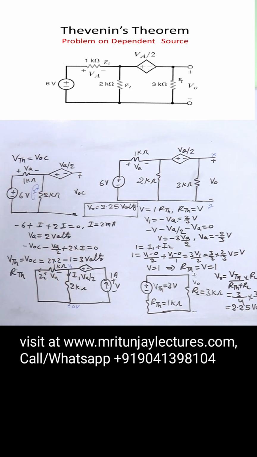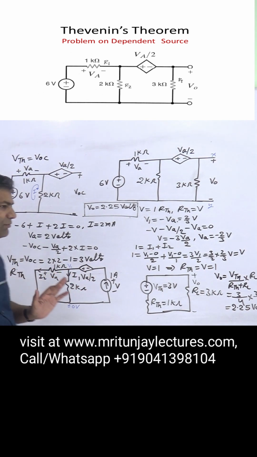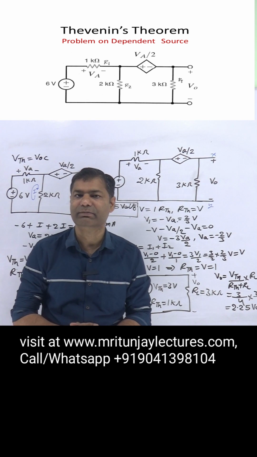After that, put this value: V of OC is equal to VA by 2, where VA means 2 volt, so VA by 2 is 1, that is minus 1, and 2 into 2 is 4. 4 minus 1 is 3 volt. So V of OC, which means VTH, is 3 volt.